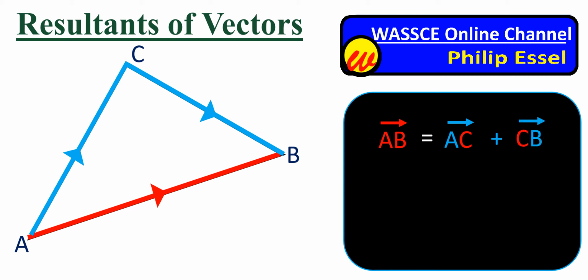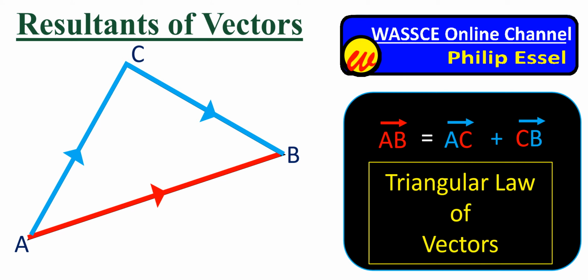So that is how we resolve vectors into components that are not position vectors. And because this resolution leads to the formation of a triangle, usually we refer to it as the triangular law of vectors. Well, this name is just a fancy name. You might not really need it to help you solve your problems, but the most important thing is to be able to resolve vectors into their component vectors. So let's look at a few examples in our next slide.